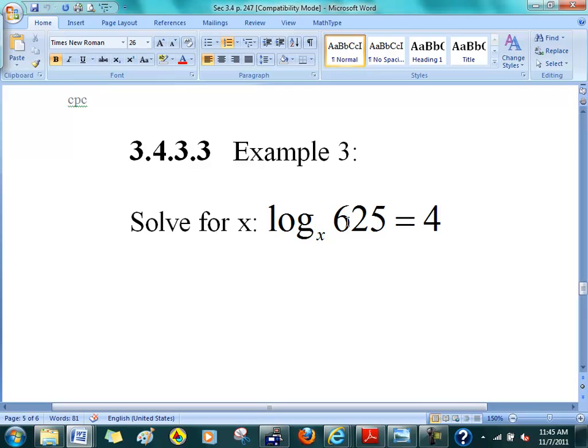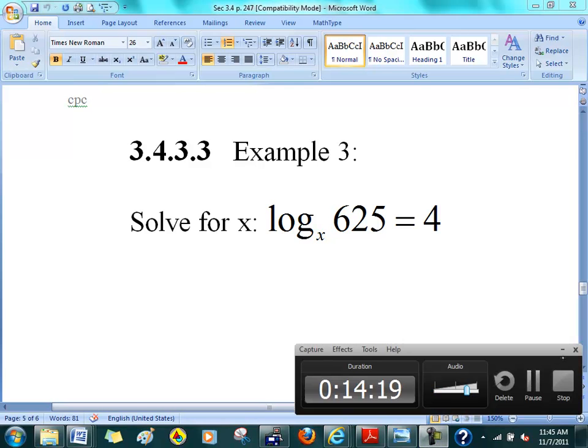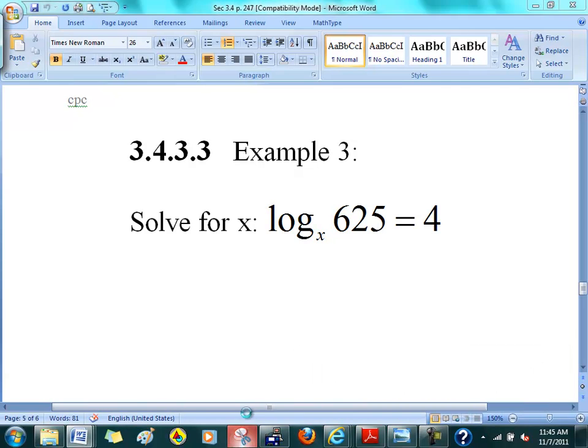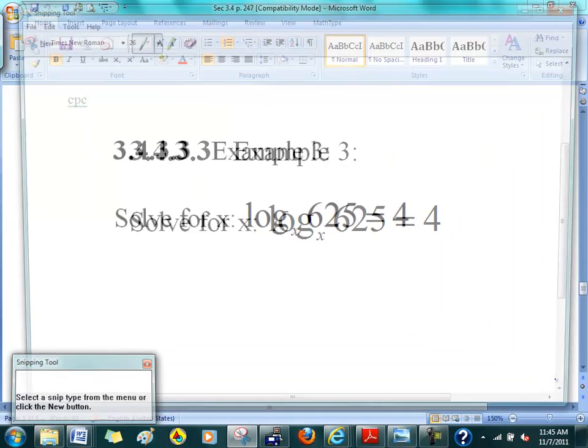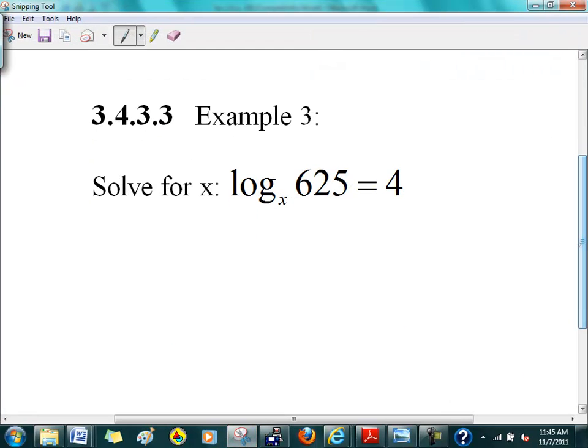Okay, number 3. So you can do the same thing that I showed you earlier. You can go like this. So that's 625.